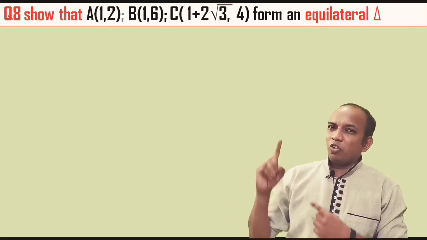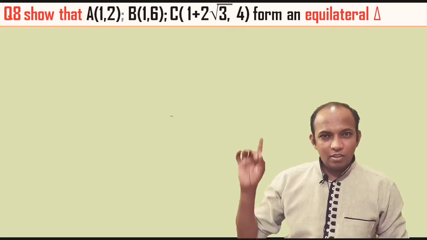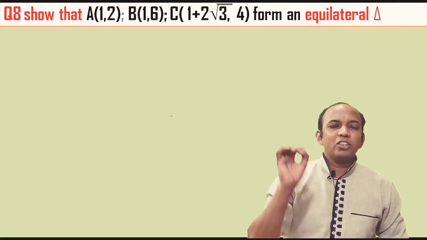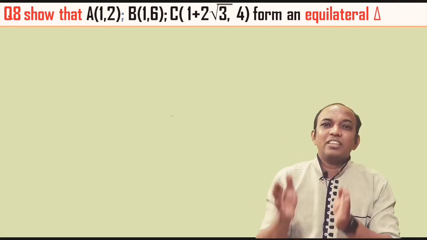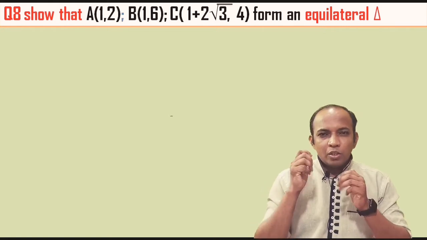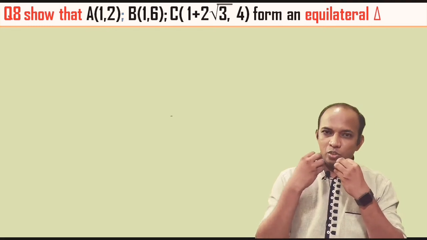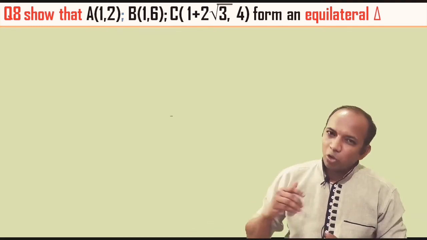Check the x coordinate of C particularly. We are given 1 plus 2 root 3, and that makes it unusual. As we go ahead, I will explain how to find the square of it and how to operate on it also.